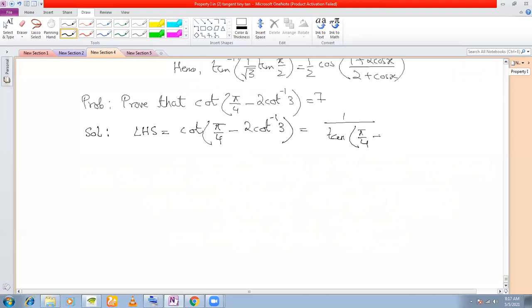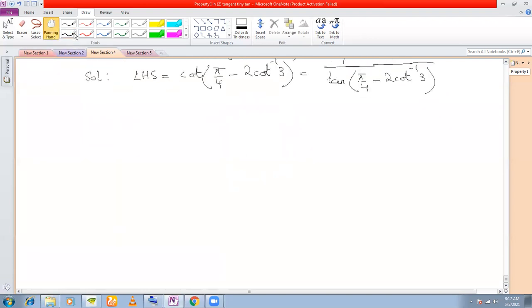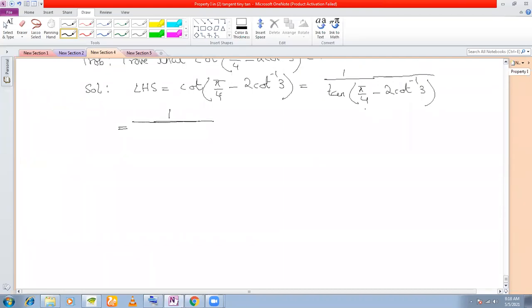1 by tan of pi by 4 minus 2 cot inverse 3. Yes. Next, we are going to use the compound angle formula for tan in the denominator. If you see here, this is 1 by tan a minus b form, right? We'll use that form, tan a minus tan b by 1 plus tan a tan b.